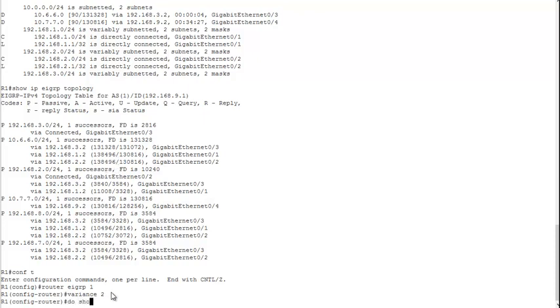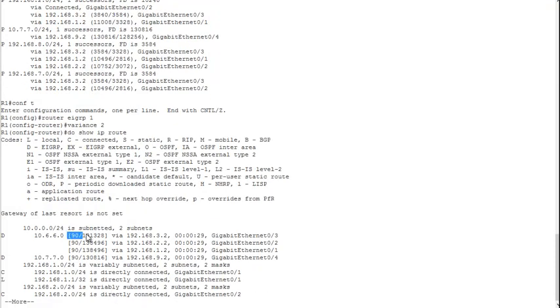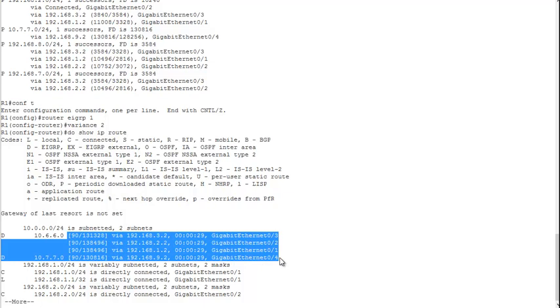Let's do a show ip route. And in fact, now they're all in there. So we've demonstrated that that works. So we've looked at the topology table, we've discussed the calculation, we've discussed the feasibility condition.